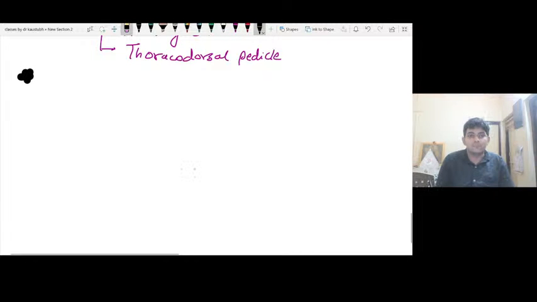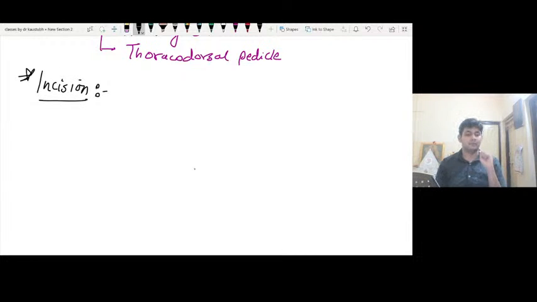Two important points. What is the name of the incision we give when we do modified radical mastectomy? Remember, modified radical mastectomy is the most common breast surgery which we perform. So what is basically done under modified radical mastectomy is that, what incision are you giving?